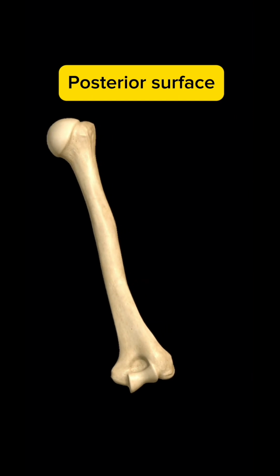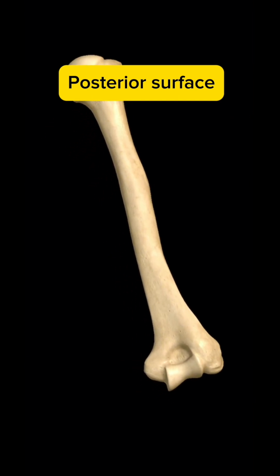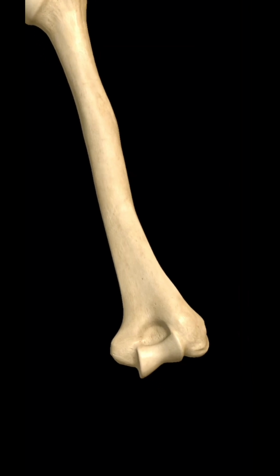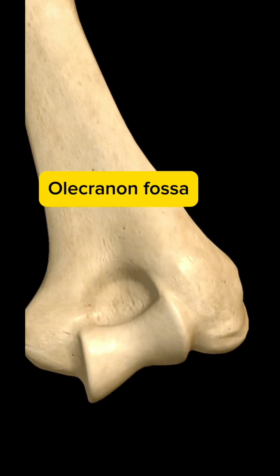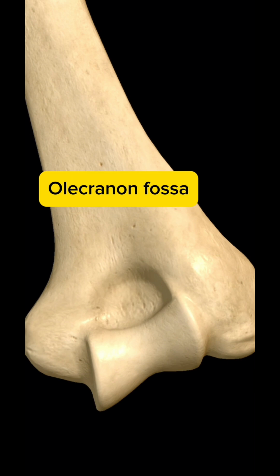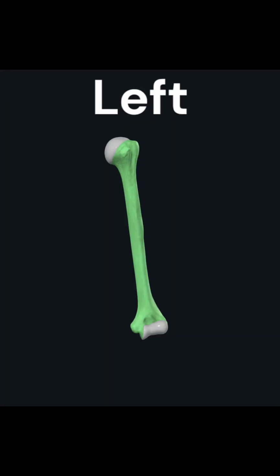Greater tubercle. The greater tubercle is located laterally and is one of the two bony landmarks on the proximal end of the humerus. It is more prominent than the lesser tubercle. The lesser tubercle is another bony landmark located in the anterior aspect of the humerus, just below the head and medial to the greater tubercle. Medial and lateral epicondyles.